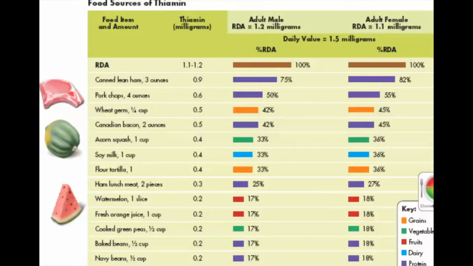Some sources of thiamine are in this chart here. You see purple is protein foods, orange is grain foods, green is vegetable foods, and you even have some dairy and fruit. So there are quite a lot of food sources of this. Most men exceed their needs and most women meet their needs.